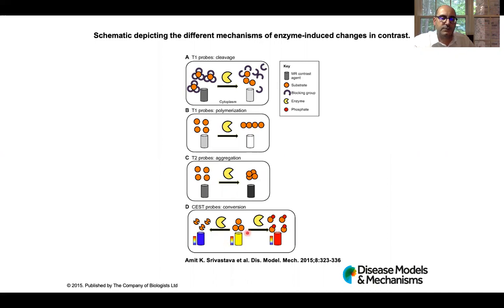And CEST probes are more diverse. They could work by manipulation of the reporter in a way that we have accumulation of the probe. This would lead to an increase in the contrast, or it could be by enzymatic cleavage of a moiety that results in reduction of the contrast.